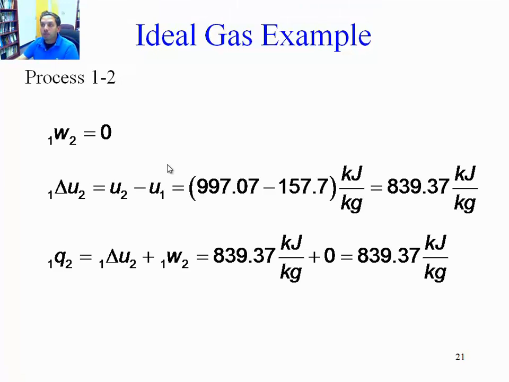Now, for the process from 1 to 2, the work is equal to 0. Work from 1 to 2 is equal to 0 because it's an isochoric process. The change of energy from 1 to 2 is basically energy 2 minus energy 1, which we can look up in the table that we just filled out. 997.07 minus 157.7 gives us 839.37 kilojoules per kilogram. And the heat, according to the first law of thermodynamics, remember, heat is equal to change in energy plus work. Change in energy is 839.37, which we just calculated here. The work is 0. The heat from 1 to 2 is a positive amount of heat at 839.37. So that's heat into the CO2. We're adding energy to the CO2 by whatever means.